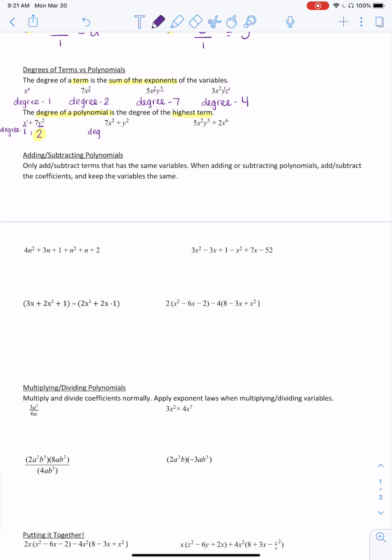Similarly over here, we're going to find the degree of each term. So this first term has an x squared, so that has a degree of 2. Our second term is a y squared, so that's a degree of 2. And since they're both 2, that means the degree of the whole polynomial is 2. Finally, my last one, the degree of my first term is going to be 5 plus 2, so 7. Then the degree of my second term is just 6. So that means the total degree of the polynomial is 7.